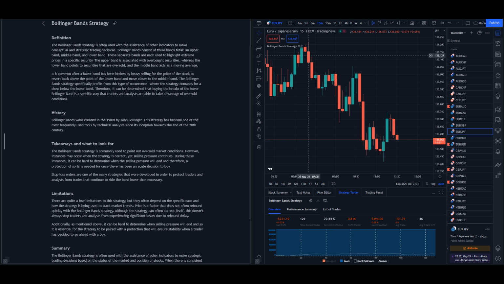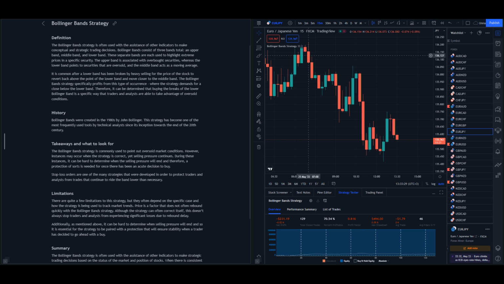History. Bollinger Bands were created in the 1980s by John Bollinger. This strategy has become one of the most frequently used tools by technical analysts since its inception towards the end of the 20th century. Takeaways and what to look for. The Bollinger Bands strategy is commonly used to point out oversold market conditions. However, instances may occur when the strategy is correct, yet selling pressure continues. During these instances, it can be hard to determine when the selling pressure will end, and therefore, a protection of sorts is needed once there has been an acute decision to buy.